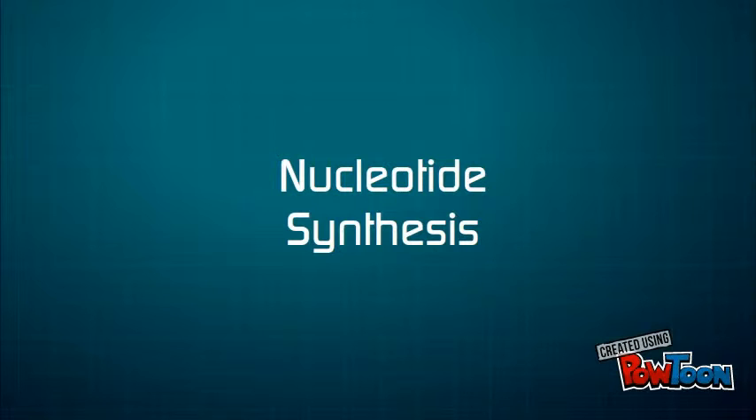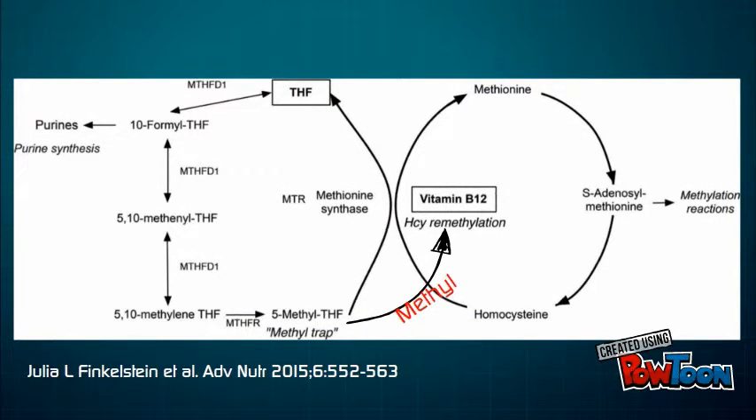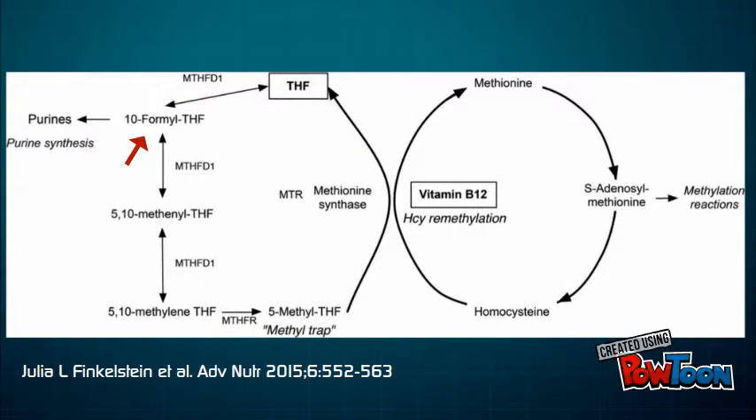Vitamin B12 is also very important for nucleotide synthesis. After giving its methyl group to vitamin B12, 5-methyl-THF is converted to THF. THF can then be converted to 10-formyl-THF by the enzyme MTHFD1. 10-formyl-THF can then be converted into nucleotides, specifically purines such as adenine and guanine.